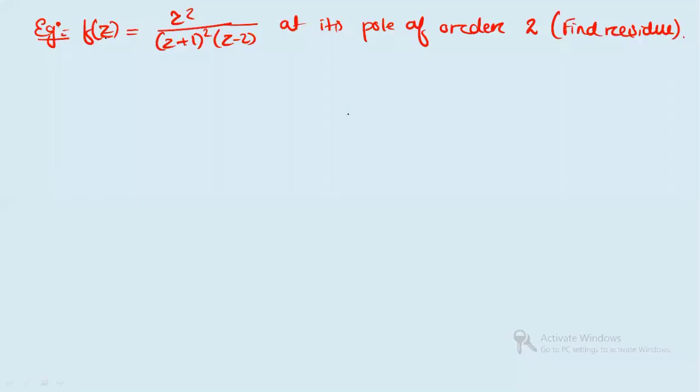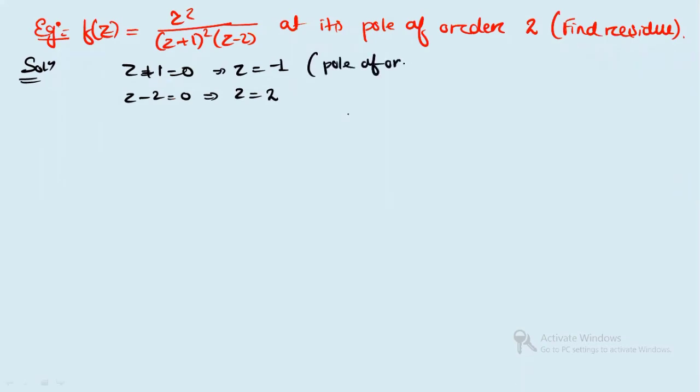So now what is f(z)? f(z) is equal to z square by (z plus 1) whole square, (z minus 2). So you have to find the residue for the pole of order 2. When you do an example, it will become more clear how the methods will be implemented. Okay, so first of all, we will see the poles. So z plus 1 equals 0, and z minus 2 equals 0. So from here, you will get z equals minus 1 and z equals 2. These are the two poles, right? But this is a pole of order 2, and this is a simple pole.